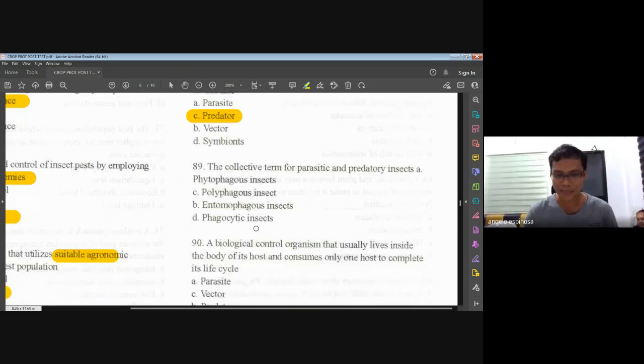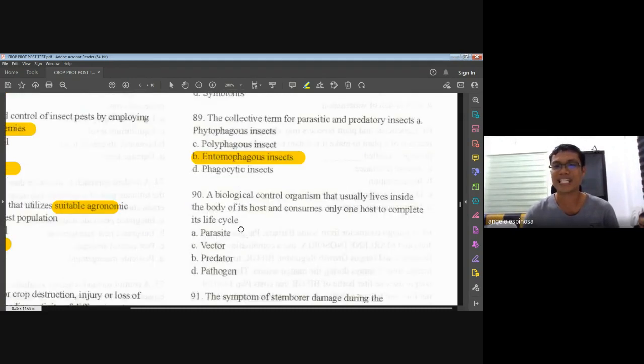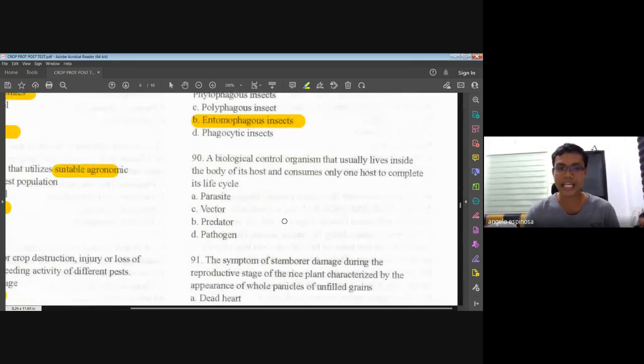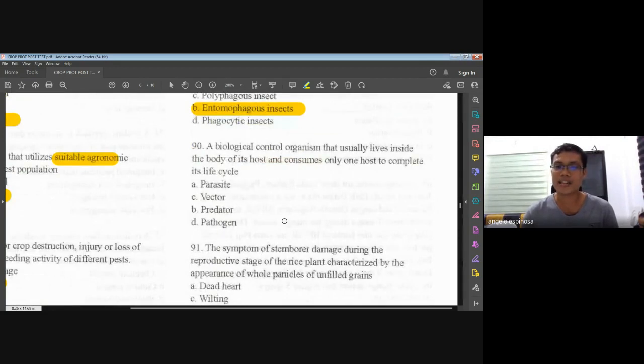Number 89. The collective term for parasitic and predatory insects. O, anong tawag dyan? That is entomophagous insects. Parasitic and predatory insects. Yan ang tawag sa collective term niya. Number 90, a biological control organism that usually lives inside the body of its host and consumes only one host to complete its life cycle. The correct answer is parasite. Okay, that is letter A, parasite.